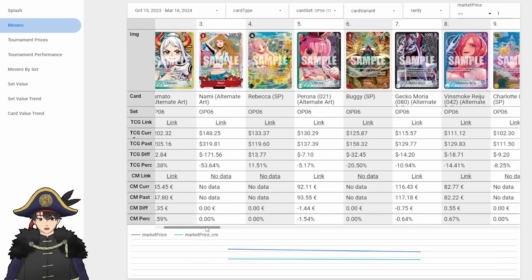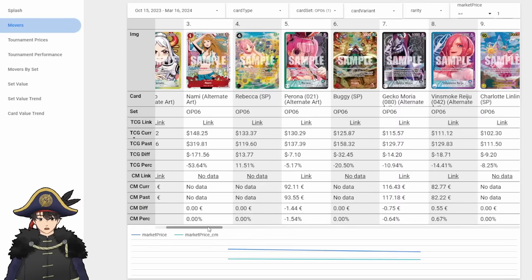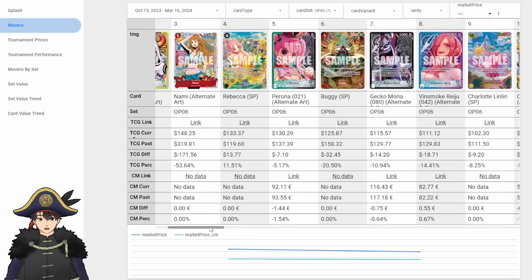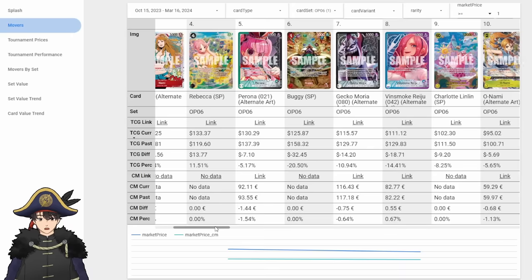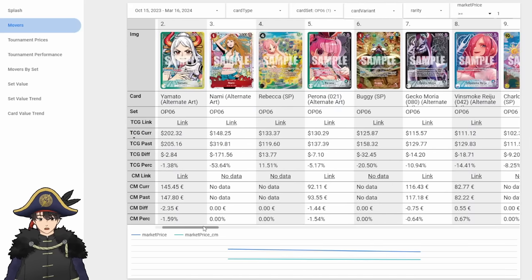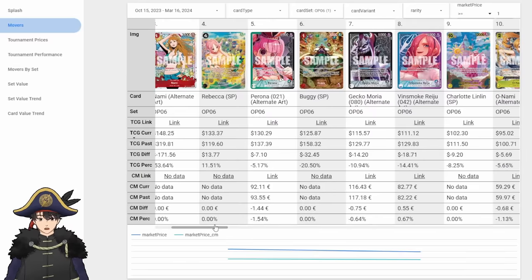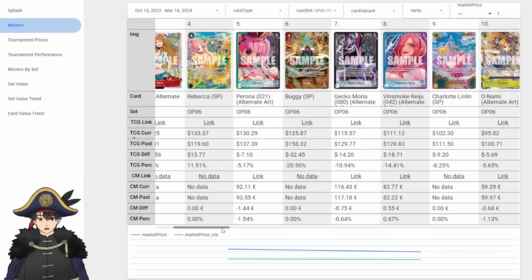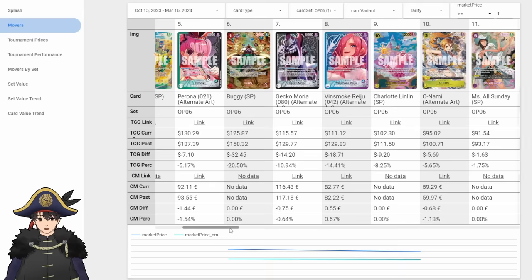Then up next is SP Rebecca, 133, then Alt Art Perona, 130, and then Kikomoria Alt Art, 115, probably the most meta of the leaders in OP06, but kind of in the middle price-wise. And then Reiju following right after at 111. So all of the viable meta leaders so far are starting at over 100, so kind of expected. And then all the SP cards seem to be pretty high too.